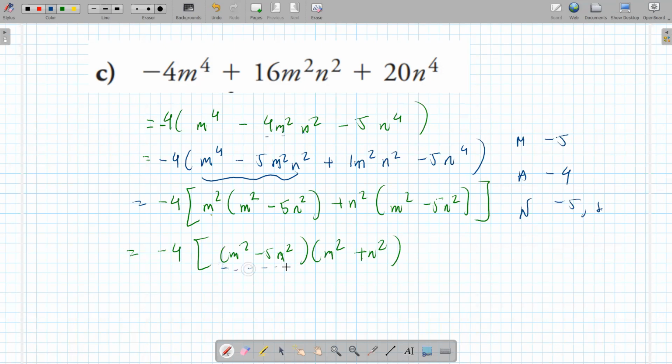This one again, if you wanted to, you could write that as m minus square root of 5n, if you want to use difference of squares. There you go. And that's as far as you can go with this question.